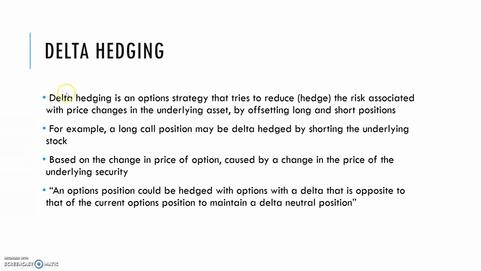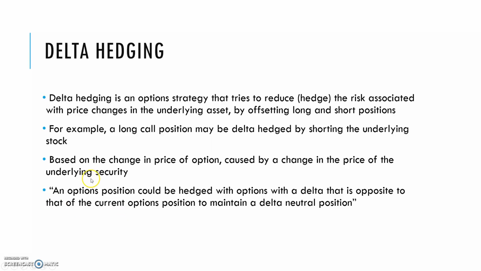So finally, we're going to talk about delta hedging. Delta hedging is an option strategy that tries to reduce or hedge the risk associated with price changes in the underlying asset by offsetting long and short positions. So for example, a long call position may be delta hedged by shorting the underlying stock, based on the change in price of the option caused by a change in price of the underlying security.